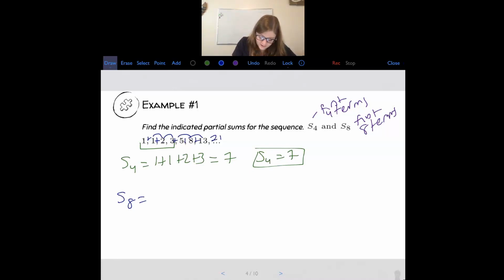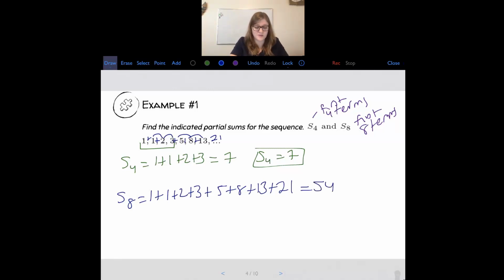So the first 8 terms are 1 plus 1 plus 2 plus 3 plus 5 plus 8 plus 13 plus 21. Okay, and you can work this out. You can plug it into your calculator, but this should give us 54. Let me just double check that. Yep, 54. So S sub 8 is equal to 54.